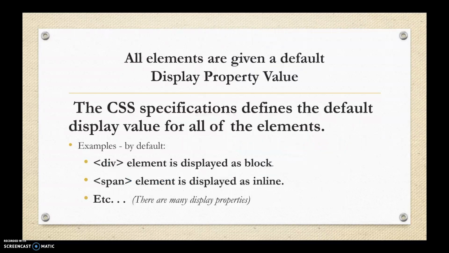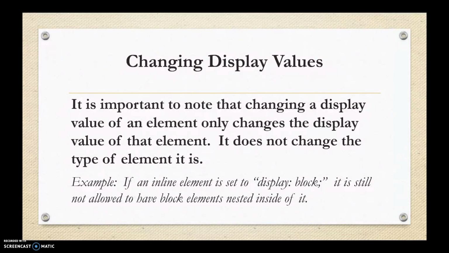The CSS specification defines the default display value for all HTML elements. This defines the type of rendering box for each element. Examples: by default, the div tag will display as a block, and by default, the span tag will display as an inline block. And so it goes for each HTML element. Each has its well-defined default property value.